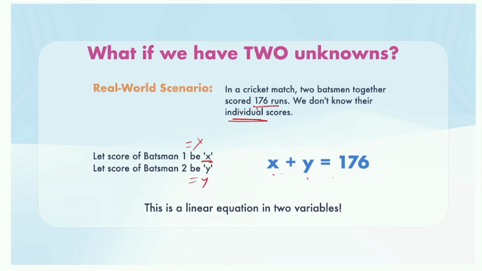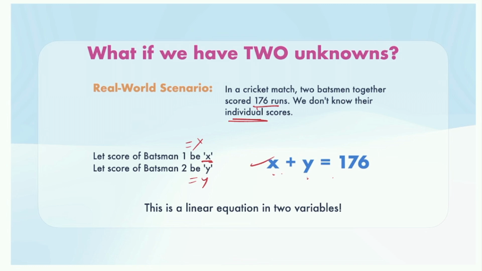So by this method, you can represent real world scenarios in equations, right? You have to understand the concept to represent the real world scenario or situation in equations. It will be very helpful for you and you must learn this. To represent any situation in equations, first of all you have to assume. In this scenario, I have assumed that the score of batsman 1 is x and the score of batsman 2 is y. So I have x plus y is equal to 176. This is my equation, right?